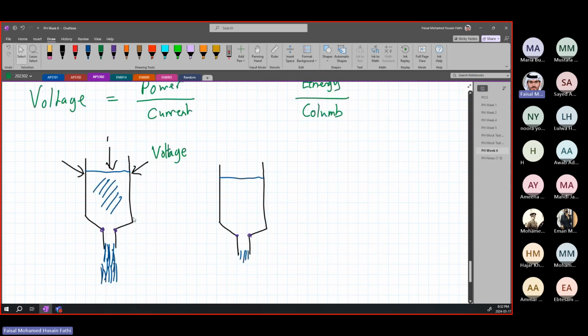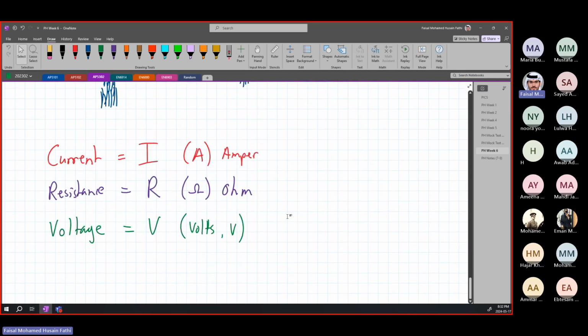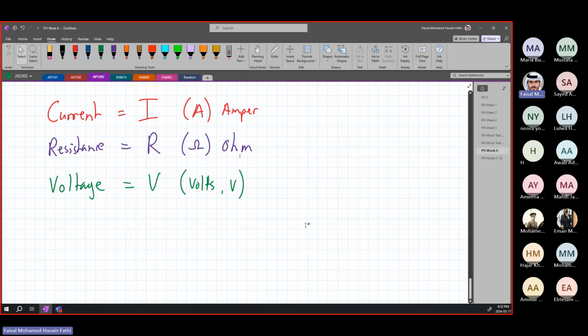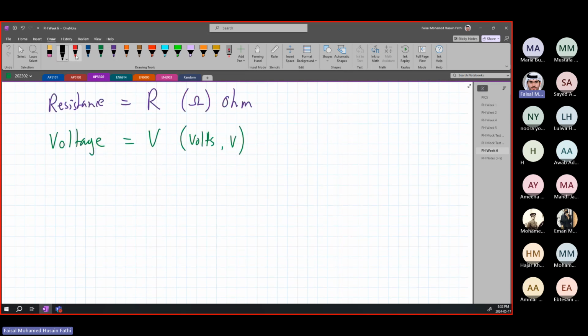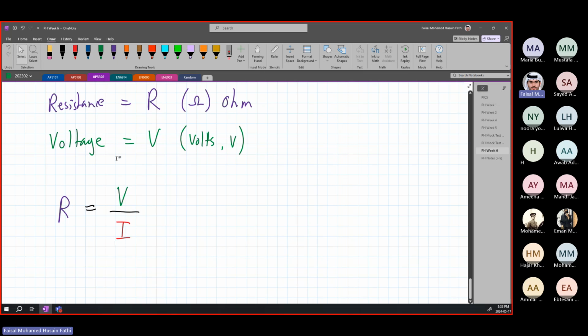So if you noticed, all of these three things are related, depending on the water bottle example. So what is the relation? The relation is basically V, the voltage, or let's start with resistance actually. Resistance is simply equal to, all right, we use red for I, but V first. So voltage over current. Why do we have this relation?